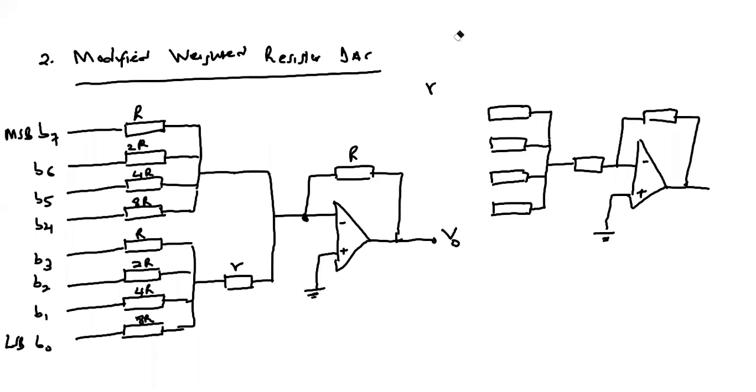This is small r. This is the second stage that we have introduced into our DAC. This is bit 0, bit 1, bit 2, and bit 3. If bit 1 is a 1, that means we connect this to a voltage source, and then we ground all these other bits so that their values are 0.